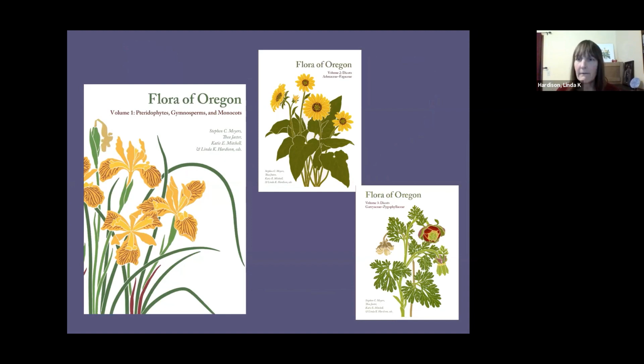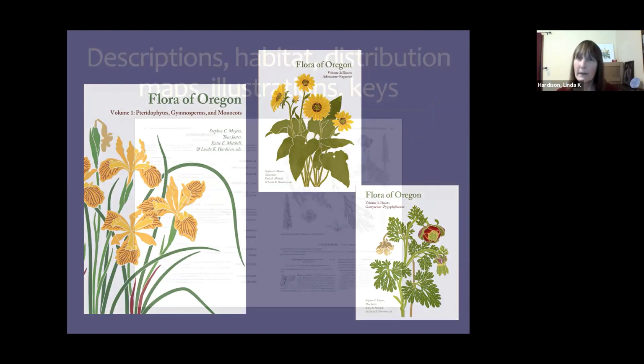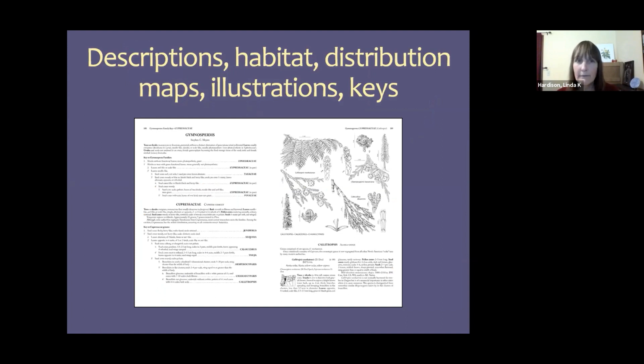So I don't know how many of you have ever worked with or seen a flora, but they typically occur in a print format, and they contain, as I said, descriptions of each plant species. And in those, you can see here's an example of some pages from the Flora of Oregon, Volume 1. And these pages we're on are covering the gymnosperms or the conifers.